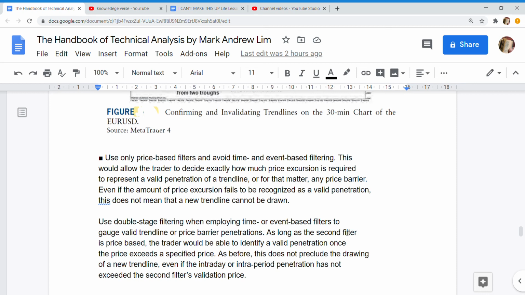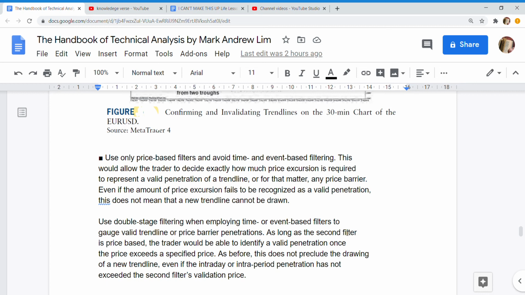Even if the amount of price excursion fails to be recognized as a valid penetration, this does not mean that a new trend line cannot be drawn. Use double-stage filtering when employing time or event-based filters to gauge valid trend line or price barrier penetrations. As long as the second filter is price-based, the trader would be able to identify a valid penetration once the price exceeds a specified price.